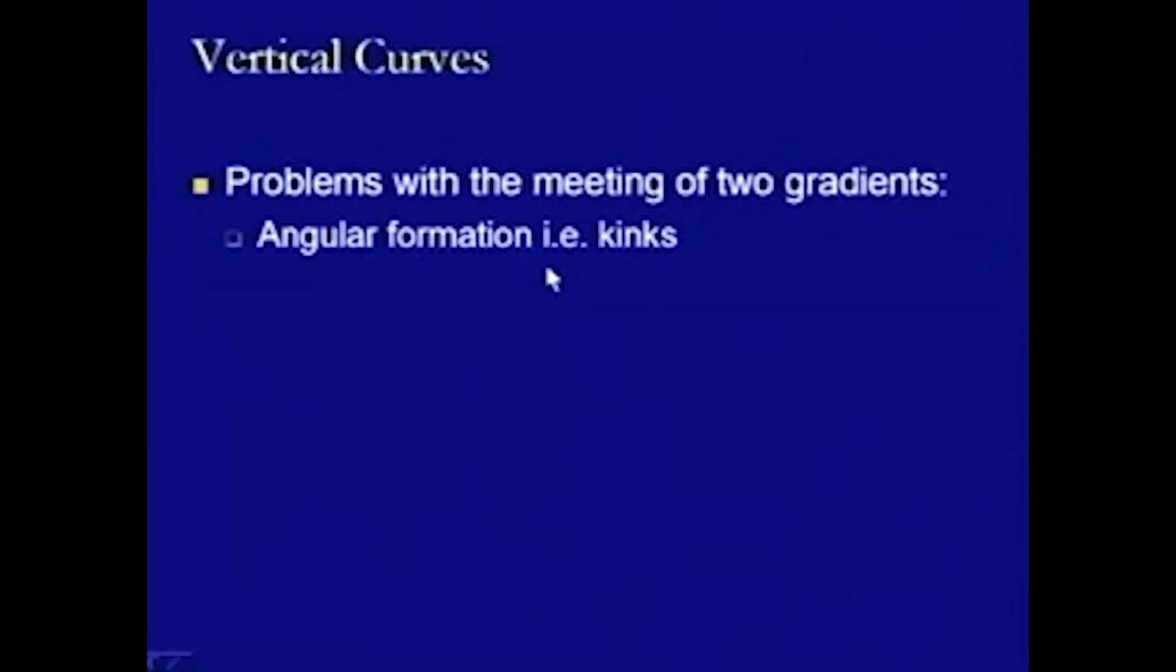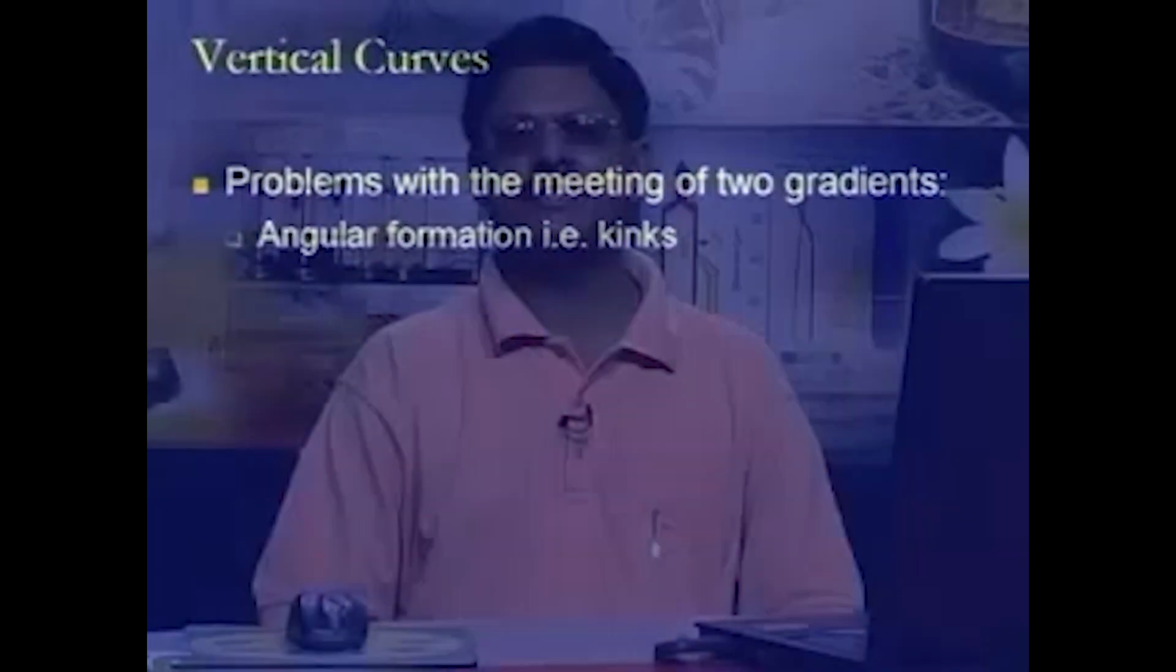When there is an abrupt change in direction, it becomes, in the form of gradients, an angular formation, and this angular formation has safety implications. It is a difficult condition in the case of the gradients, or in the case of the vertical profile of alignment.